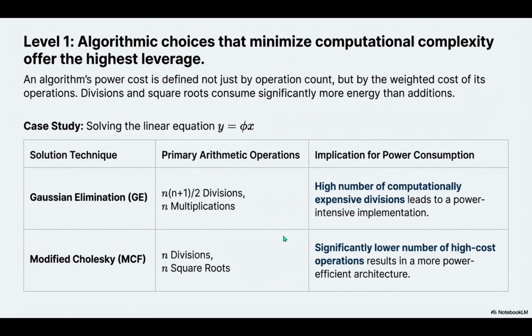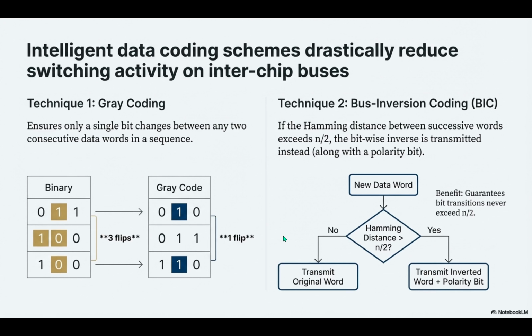This is where we can attack that alpha variable, the switching activity. Right. Every single bit that flips from 0 to 1 or 1 to 0 consumes a little bit of energy. On a busy data bus, that adds up incredibly fast. And a classic technique to reduce that is something called gray coding.